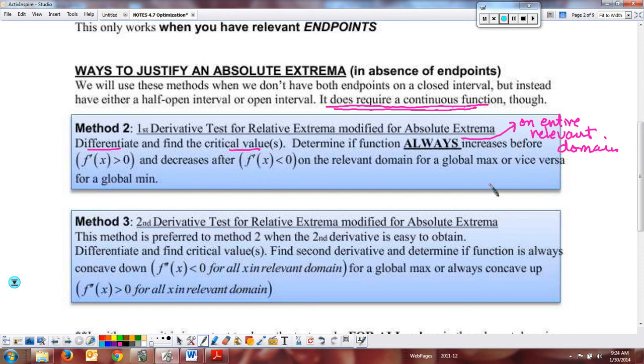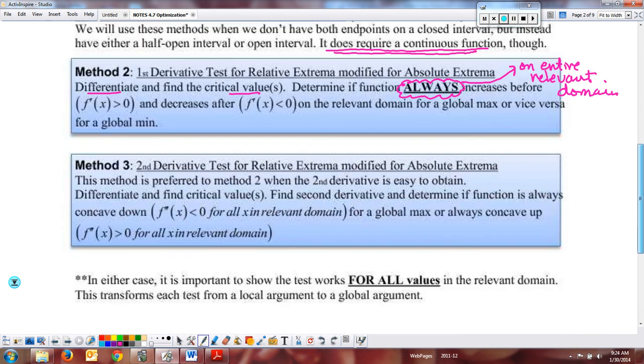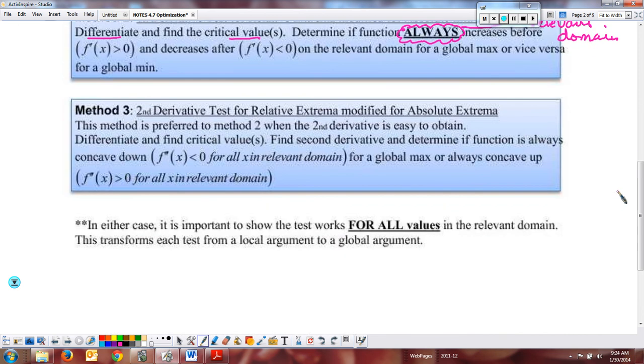And then of course you would switch it for your global min. It should be decreasing and then increasing, or negative first derivative, positive first derivative. All right, so that's how we're going to modify. We just have this extra little part, we have to talk about what happens on the entire relevant domain in order to get that.